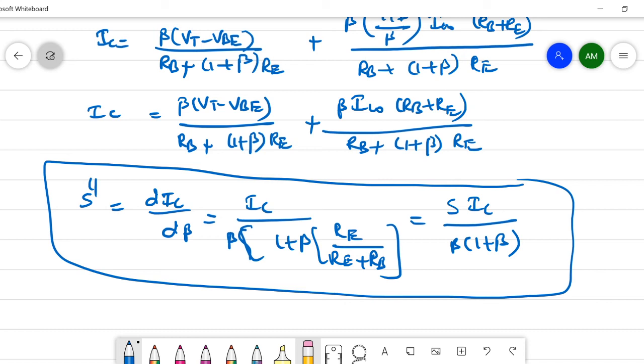This is a very important method. Why? Because the stability factor is approximately equal to unity. So the stability is greatly improved in the self-bias method compared to the fixed bias method.